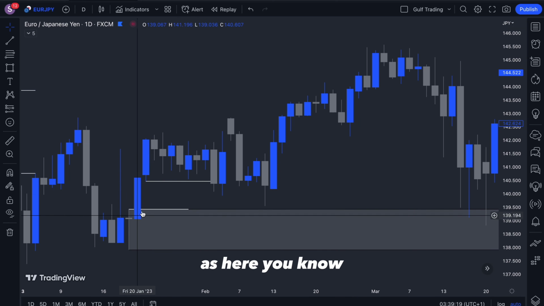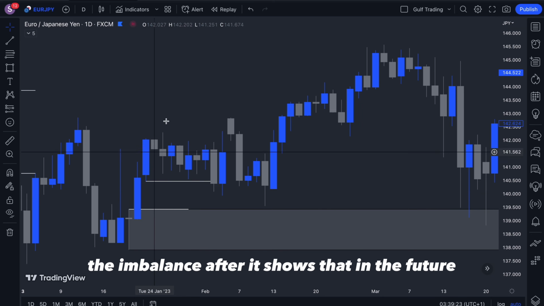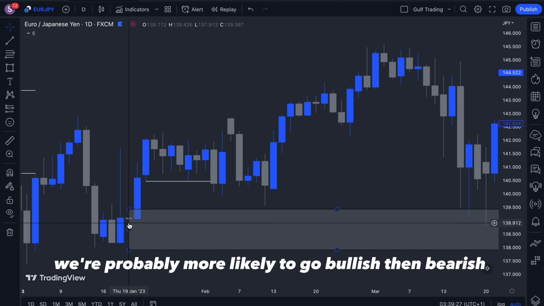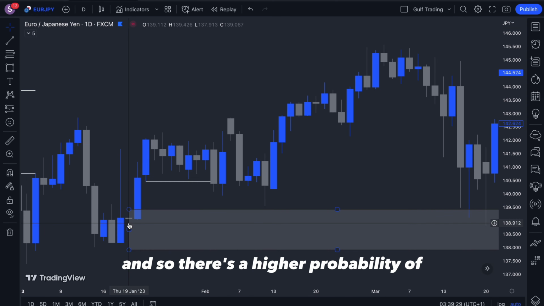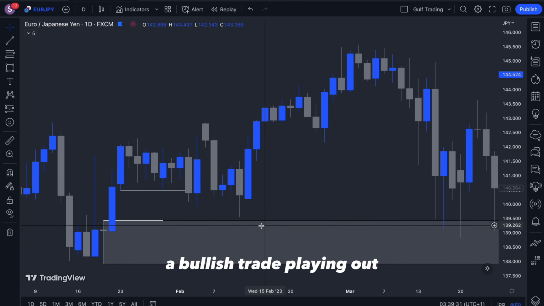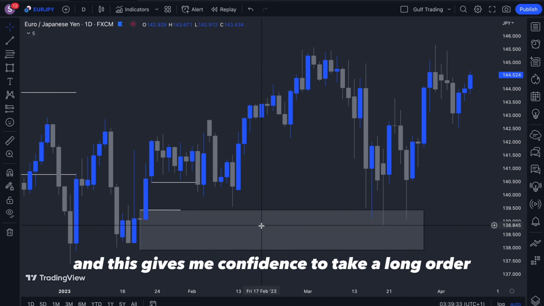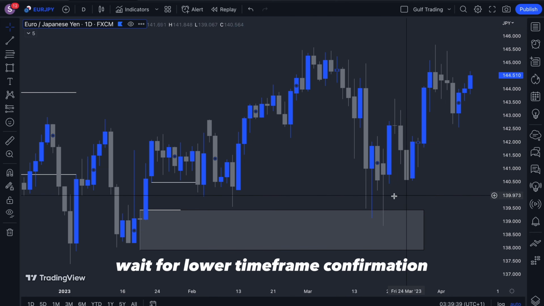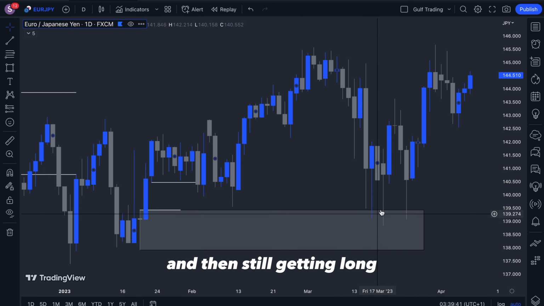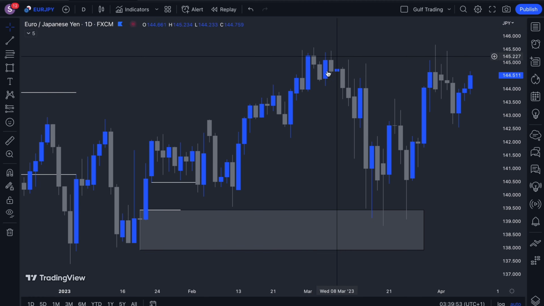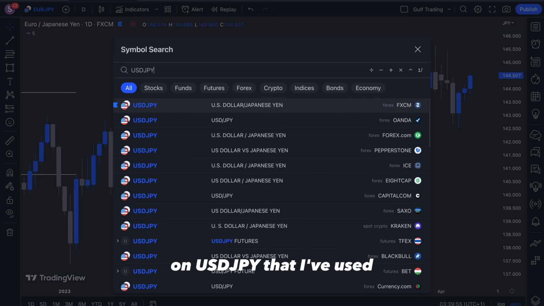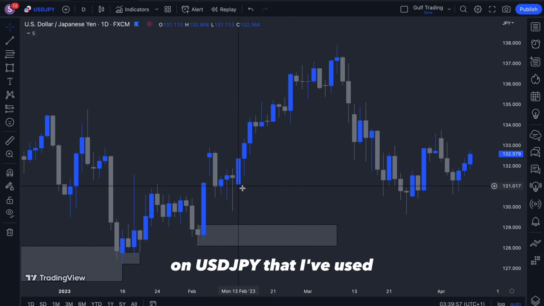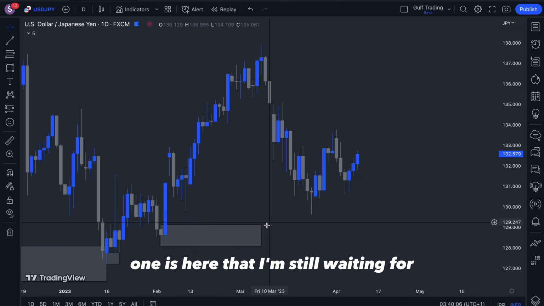As here, with this demand zone, the imbalance after it shows that in the future we're probably more likely to go bullish, and so there's a higher probability of a bullish trade playing out, and this gives me confidence to take a long order in this zone, or as I said, wait for lower time frame confirmation and then still get long, targeting these highs. Now I'm going to go through a few more examples on USD JPY that I've used. One is here that I'm still waiting for.